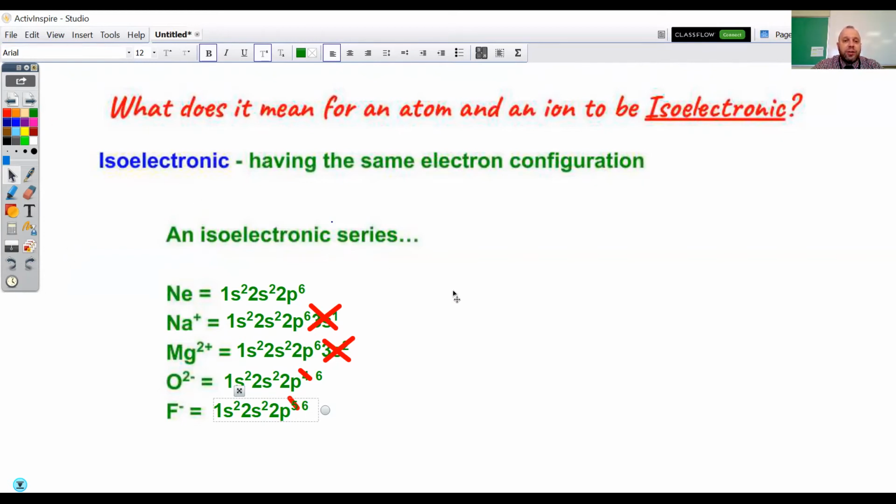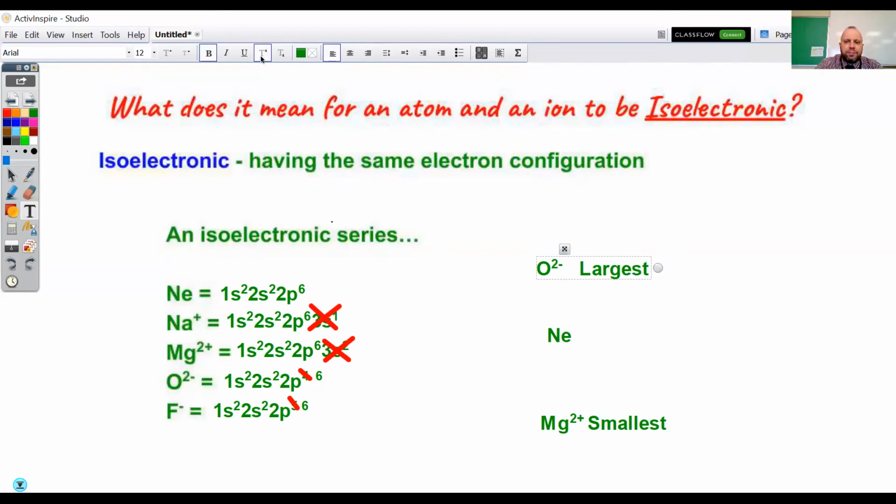The other part that I want you to think about is size. So if we look at the size of each of these, the size of neon is going to be right in the middle. And the reason is neon has 10 protons and 10 electrons. The size of magnesium is actually going to be the smallest. So down here, we're going to write magnesium with a 2+ charge. We're going to say that this is the smallest in the group, and the largest in the group is going to be oxygen. So up at the top here, we have oxygen with a 2- charge, and we're going to say that that is the largest.